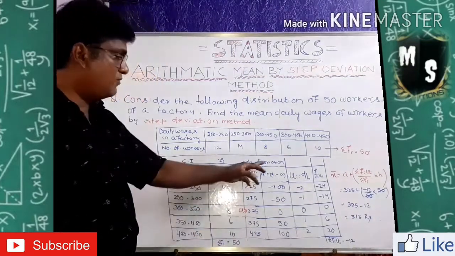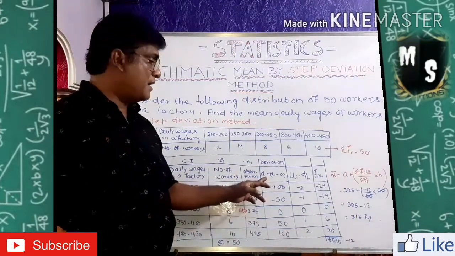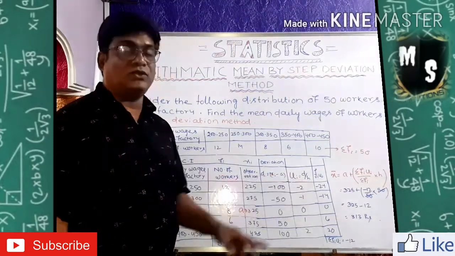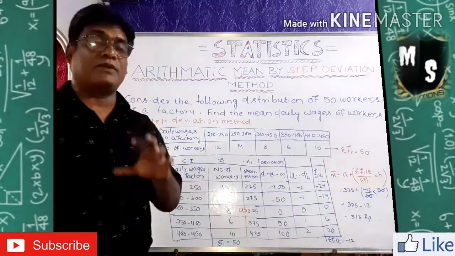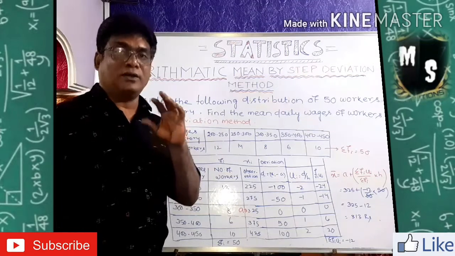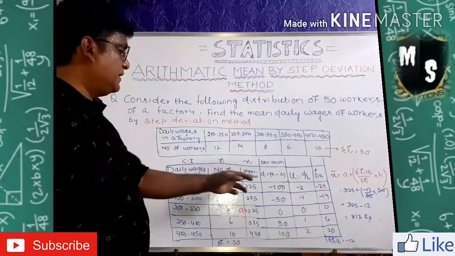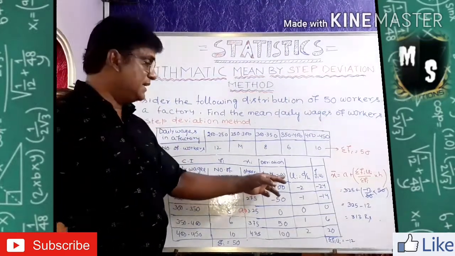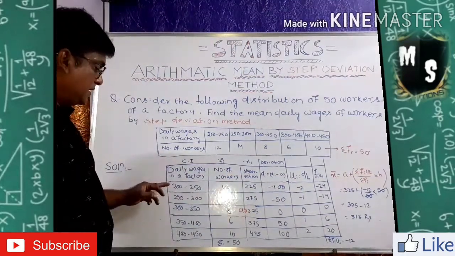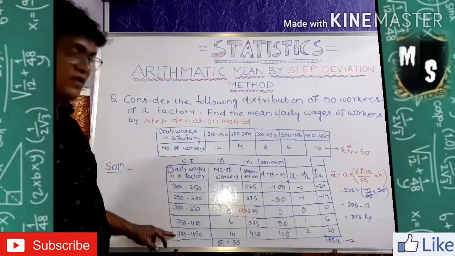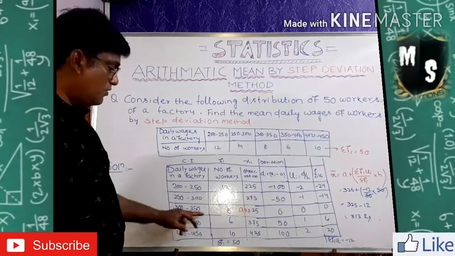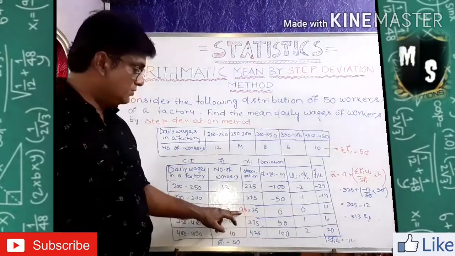After that, I have to find my deviation column. Why? Because remember the UI formula is d by h. So di by h. The deviation column is compulsory for the step deviation method. So that you have to understand. Now you will see what my di is. The di formula is xi minus a. A means assumed mean. I have to assume a mean again. How to assume the mean? By class size: 1, 2, 3, 4, 5. 5 is odd, so 5 plus 1, 6 by 2, 3. The third observation is my A. A is equal to 325.